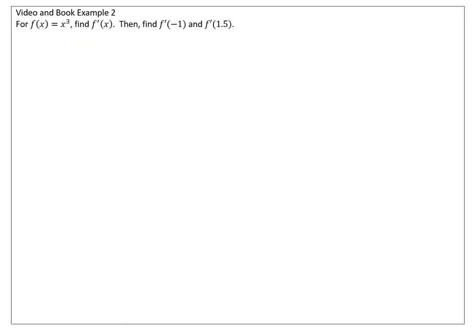Alright, for our second example, it's going to be the same as our first. They're asking us to find f prime of x, and to do that we want to find the limit of the difference quotient. So let's plug x plus h into our function.